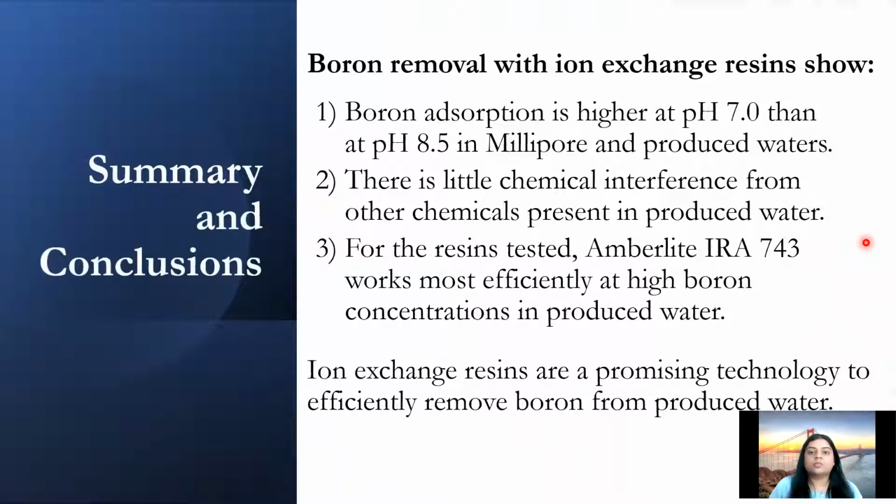So we can see that boron removal with ion exchange resin shows boron adsorption is higher at pH 7 than at pH 8.5 in millipore and produced waters. There is little chemical interference from other chemicals present in produced waters. For the resins tested, Amberlite IRA 743 works most efficiently at high boron concentrations in produced water. And from this, we can summarize that ion exchange resins are a promising technology to efficiently remove boron from produced water.